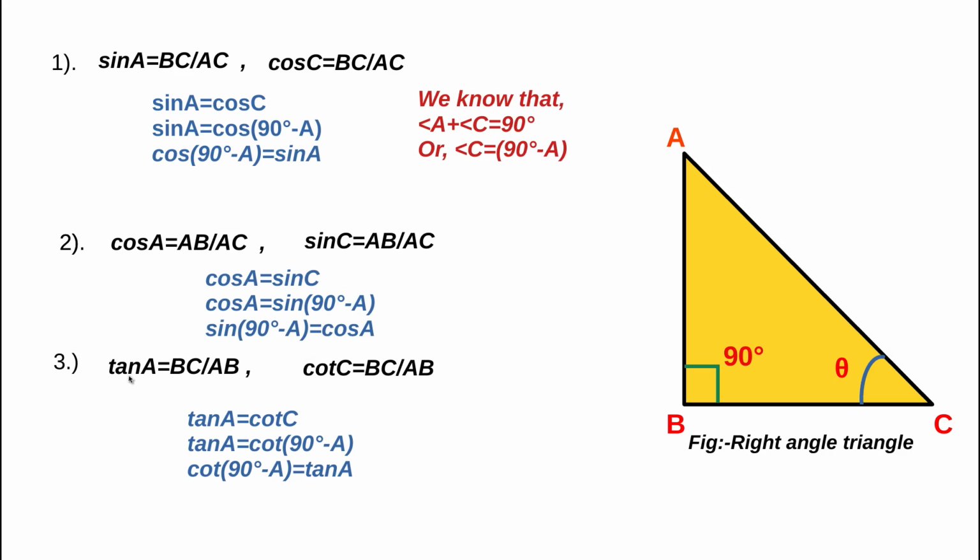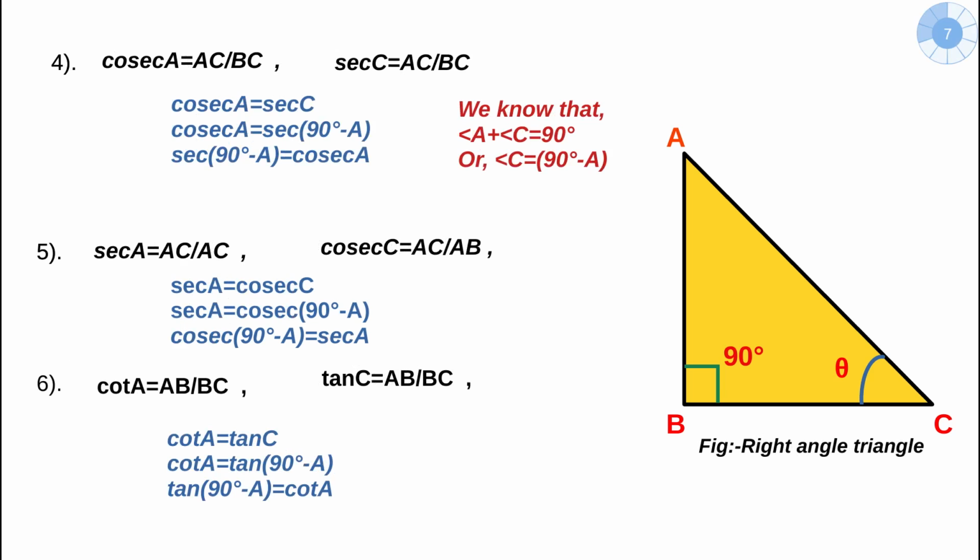Similarly we calculate the trigonometric identity: tan A equals BC by AB, and cot C equals BC by AB. So both ratios are the same, and we can say cot(90° − A) equals tan A. Similarly we calculate that sec(90° − A) equals cosec A, cosec(90° − A) equals sec A, and tan(90° − A) equals cot A. The same procedure you can use to calculate it.